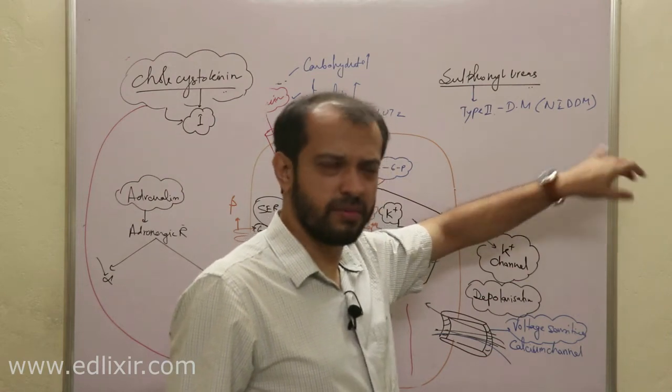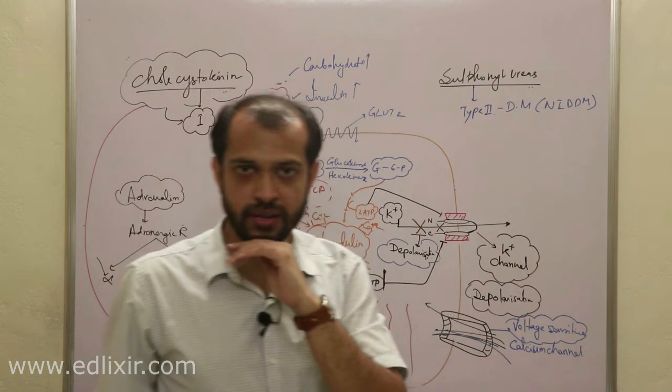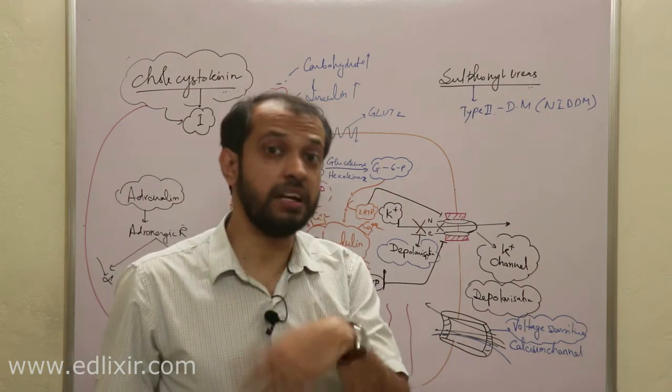Diabetes mellitus, in most cases, is nothing but an autoimmune disease. It's autoimmune destruction of the beta cell. Okay, this is type 1.